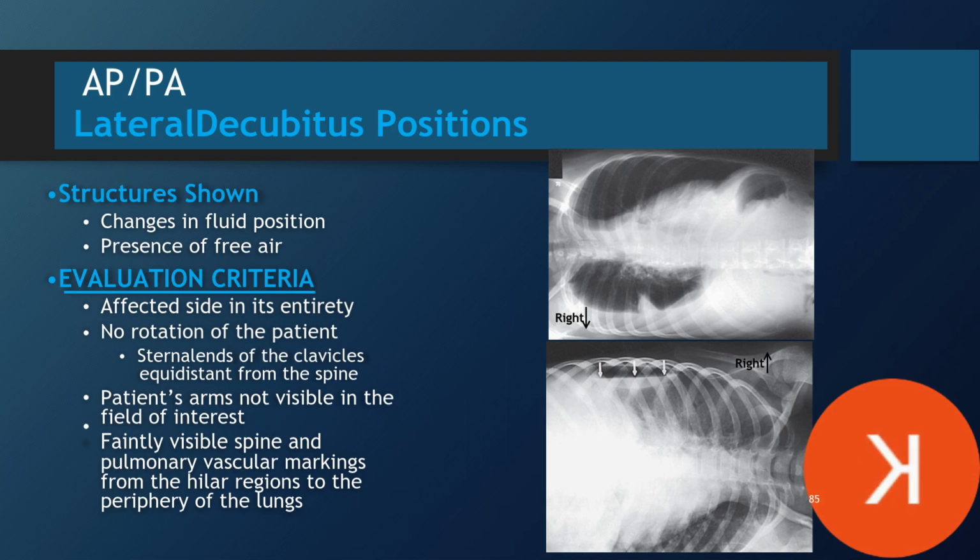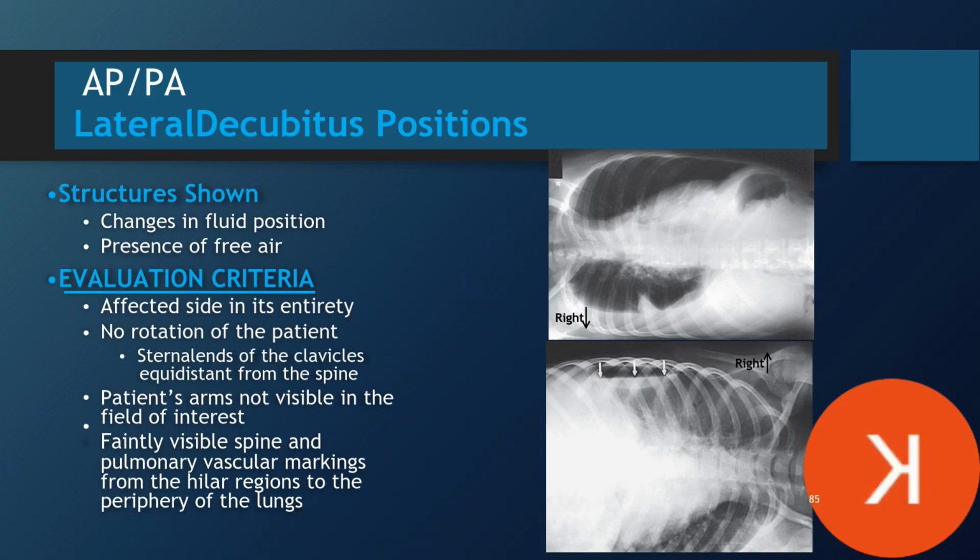AP or PA lateral decubitus position structures shown. It shows the changes in fluid position and presence of free air. The evaluation criteria for this is the affected side is shown in its entirety, no rotation of the patient, so the sternal ends of the clavicles are equidistant from the spine. Then the patient's arm is not visible in the field of interest. Remember, we have to place the patient's arm over their head. Faintly visible spine and pulmonary vascular markings from the hilar regions to the periphery of the lungs.